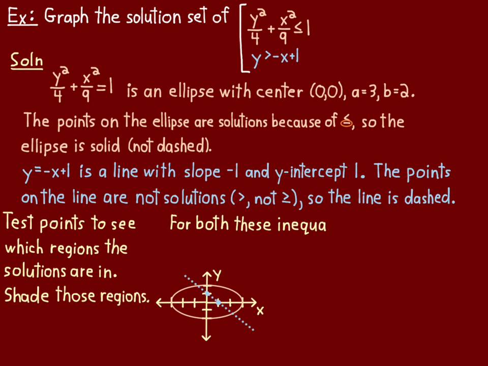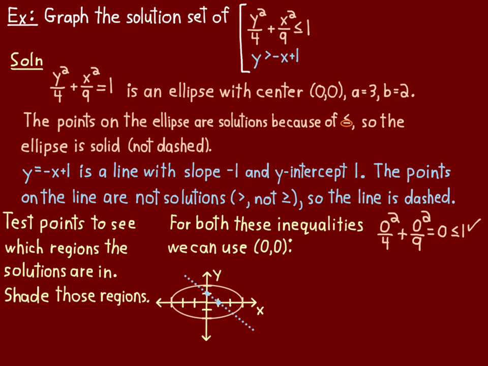For both these inequalities, we can use 0, 0 because it's not on either boundary. So I want to know, do I shade inside the ellipse or outside? Do I shade the left side of the line or the right side? Kind of like that. So I put 0 in the first inequality.